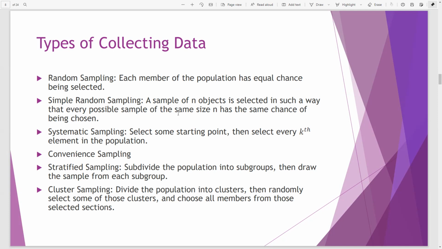Systematic sampling is the next one: select a starting point, then select every element at a fixed interval in the population. For a population arranged from 1 to the end, start maybe from the 10th, then select every 20th, skipping to each selected object. That's systematic sampling.